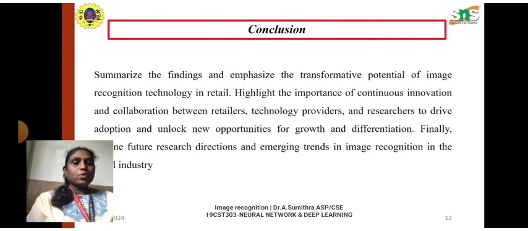Finally, I conclude that deep learning has revolutionized image recognition, enabling unprecedented accuracy and scalability across a wide range of applications. Convolutional neural networks have emerged as a cornerstone of deep learning based image recognition systems, learning hierarchical representations of features to achieve state-of-the-art performance. Hence, we can also expect future breakthroughs in image recognition and its applications, shaping the future of artificial intelligence and computer vision.